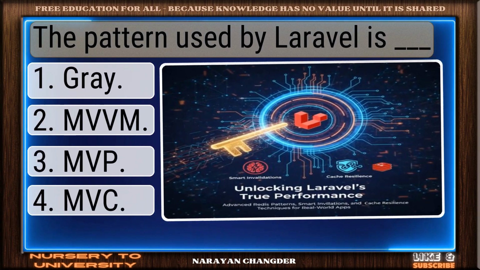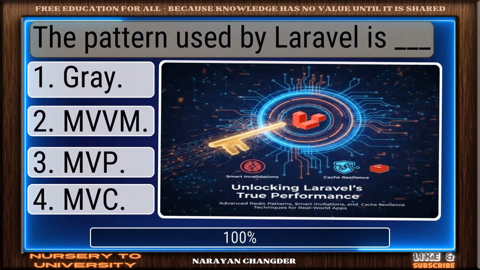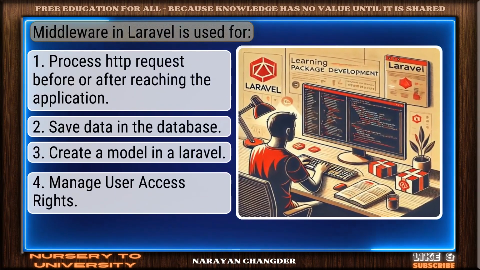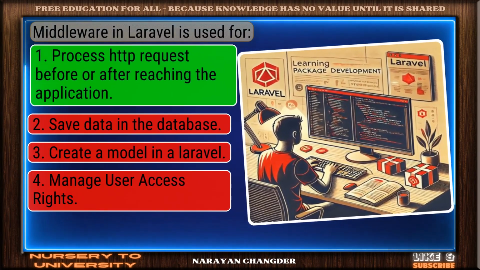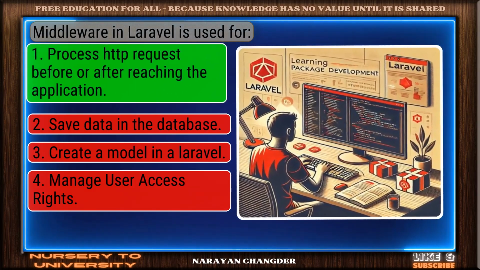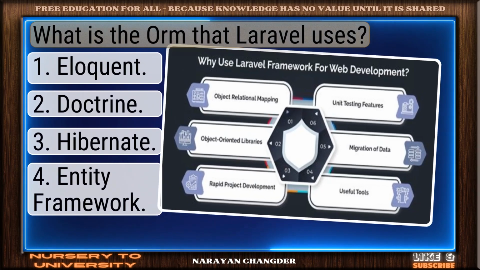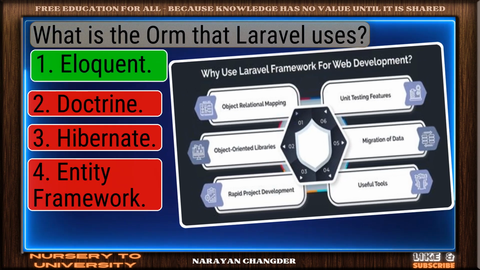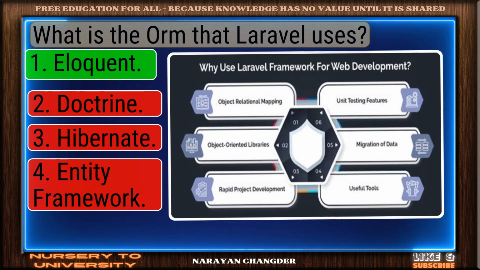Question number 53. The pattern used by Laravel is dash. Right choice is the best answer. Question number 54. Middleware in Laravel is used for. Great thinking. Process HTTP request before or after reaching the application is the right choice. Question number 55. What is the ORM that Laravel uses? Clear logic. Your choice, Eloquent, is sound and 100% true.